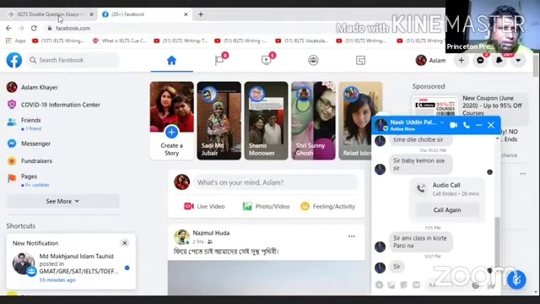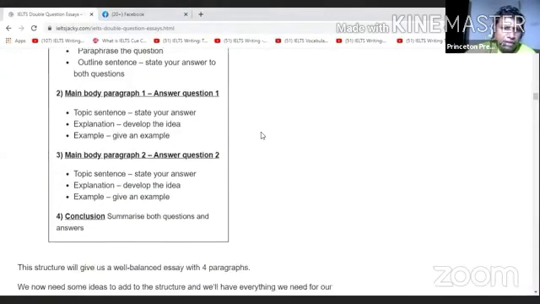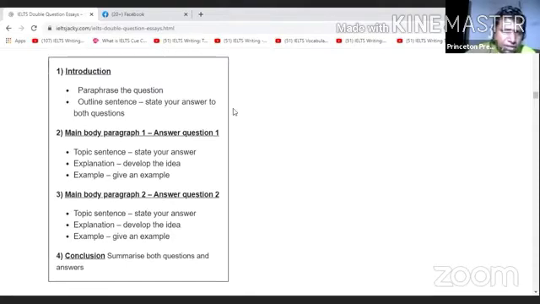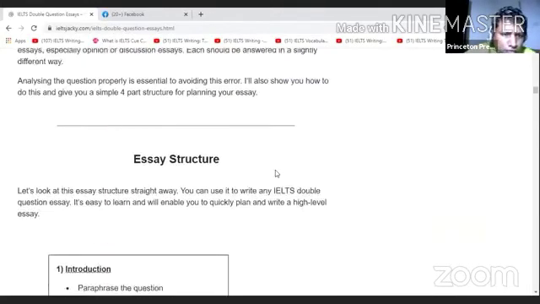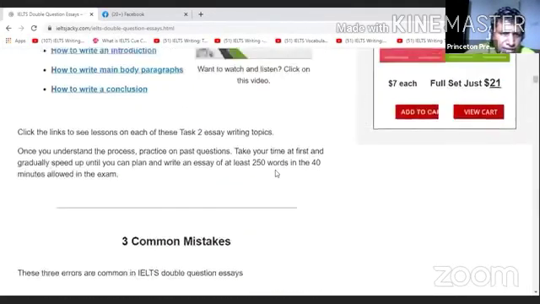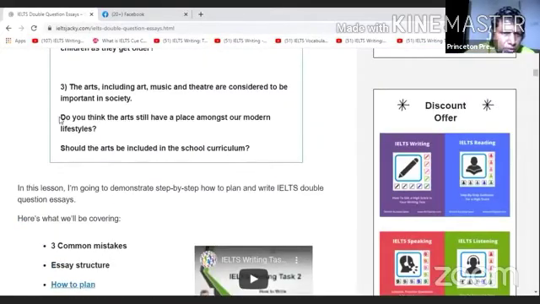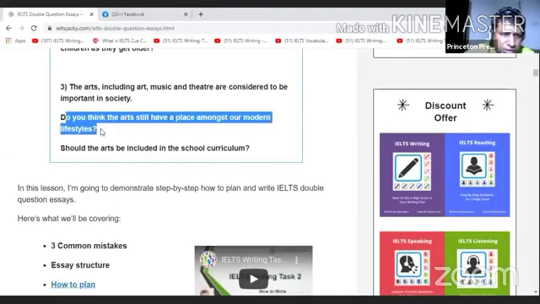Okay. Paraphrase the question, outline sentence, state your answers. Then the main topic sentence, then explanation, develop the idea, and give an example. It's the same thing, but we have two of these. One for this one, another for this one.